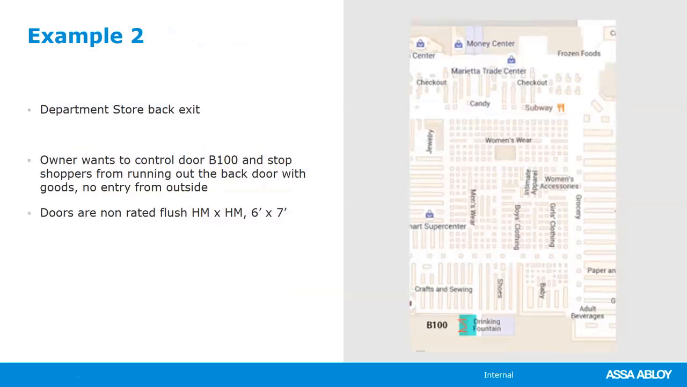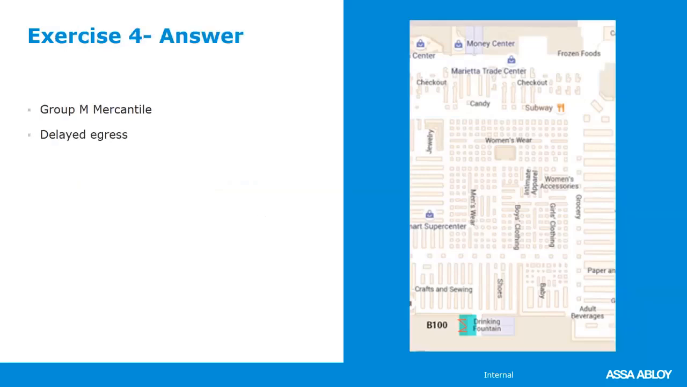Another example, we have a department store, the back exit of a department store. Think about it for a second. What type of occupancy does a department store fall under? And the owner wants to lock this door. It's just an exit only door. There's no entry from the outside. It's hollow metal flush doors. They want to lock these doors so that shoppers won't go running out the back door with goods. It would be a Group M mercantile, and delayed egress is permitted on Group M occupancies. I've got no problem specifying delayed egress on this pair of doors.